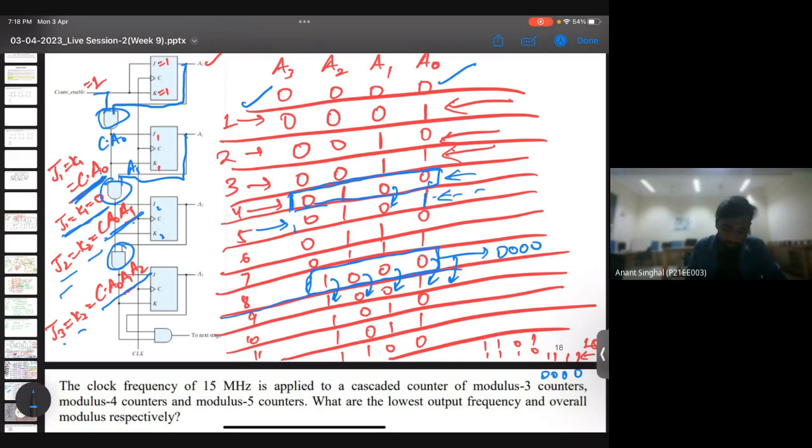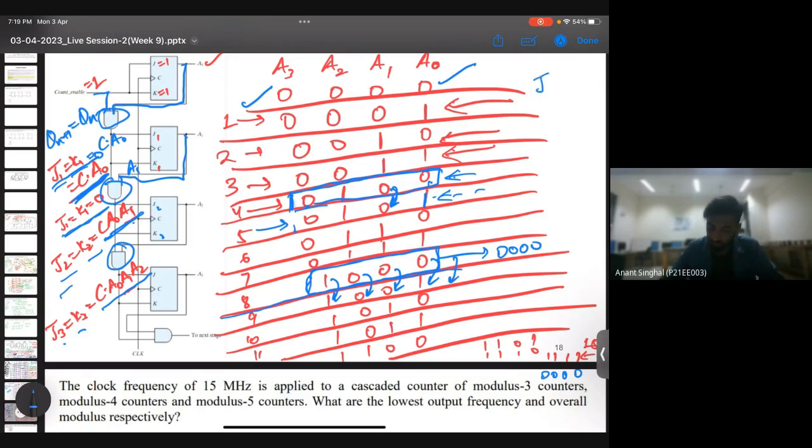For this A1, we will check J1 and K1. J1 and K1 were nothing but C into A0. A0 was 0 in the previous state, so J1 and K1 will become 0. For a JK flip flop, the next state will be the same when they both are 0. So I've just written the same here. Is it clear?